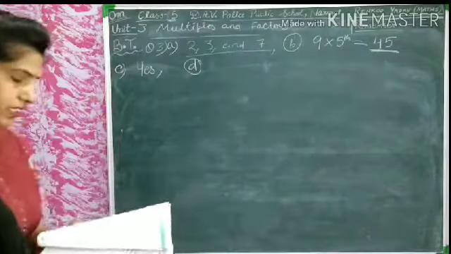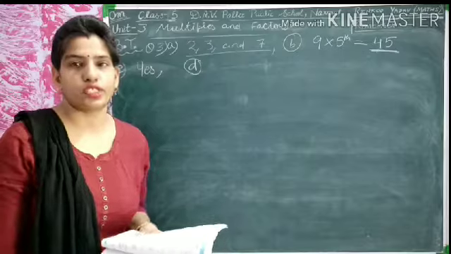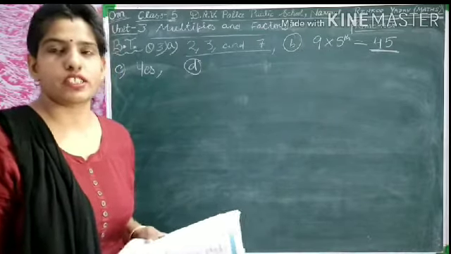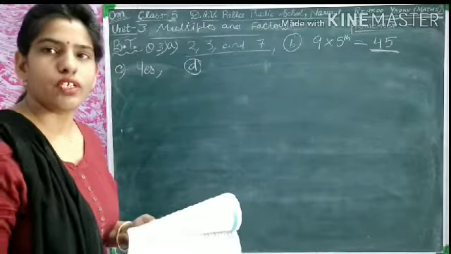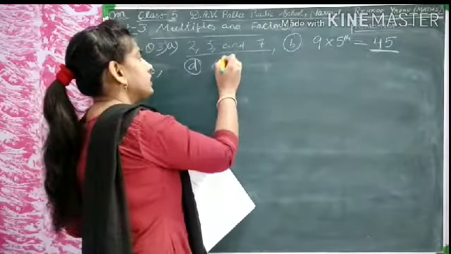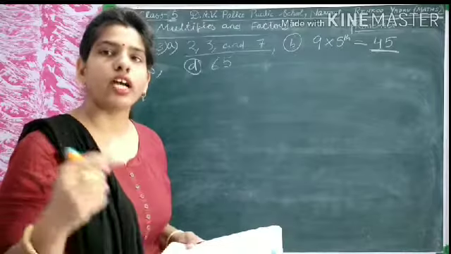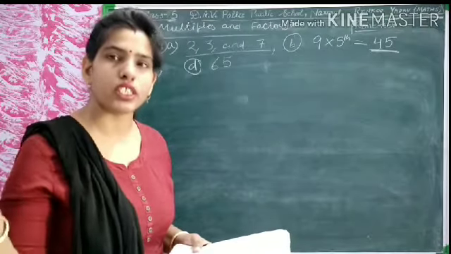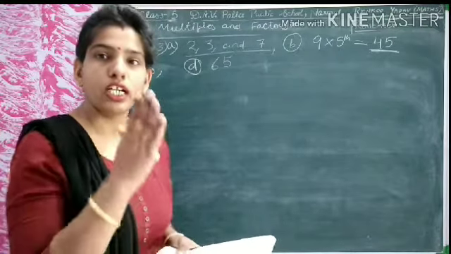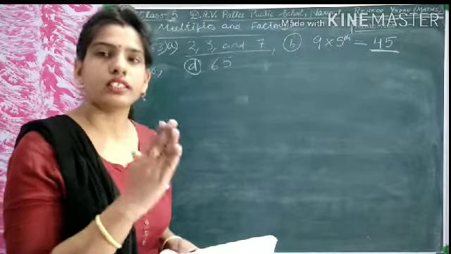Part D. List multiples of 65. The list is 65 itself. Because if we write the multiples of 65, then 65, and then 65 2s, then 65 3s, then 65 4s. It means the first in the list is 65 itself.